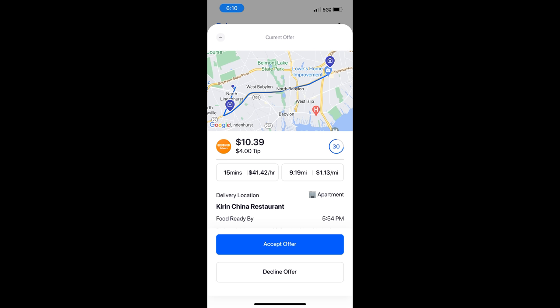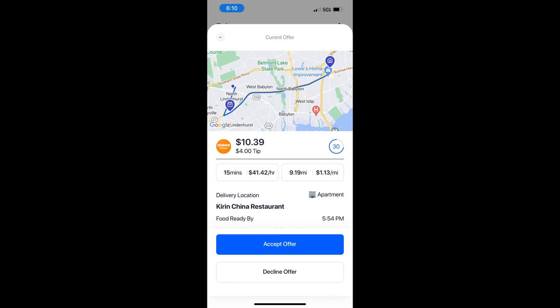All right, so let's break down this order. I have the screenshot. $10.39, so that was over $5. It was $2 a mile. No, it's not. It's $1.13 per mile. I don't know why I was thinking it was like $20. Now, the dollar per hour is interesting. The dollar per hour is $41.42 because Para is projecting this order. Because it's projecting it's going to take us 15 minutes total. Okay. So let's keep an eye on that.